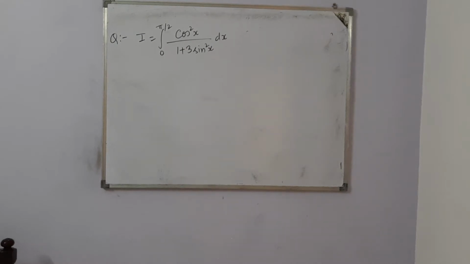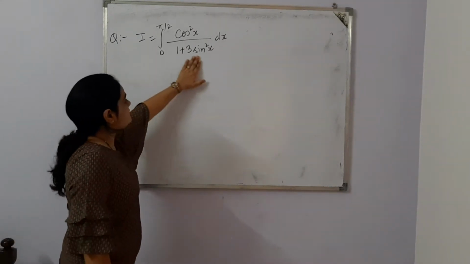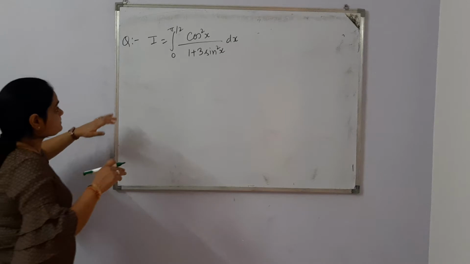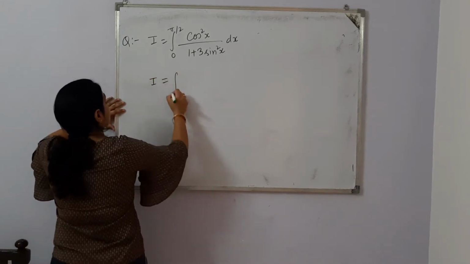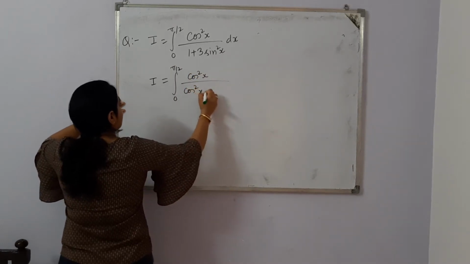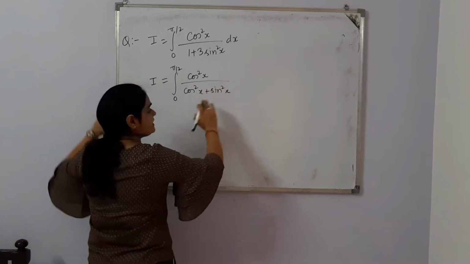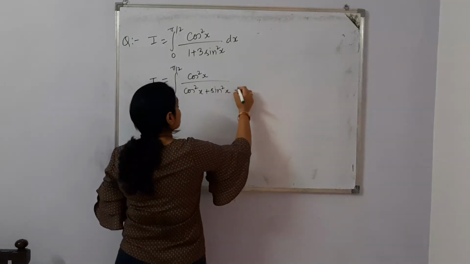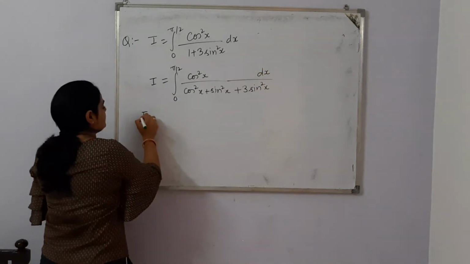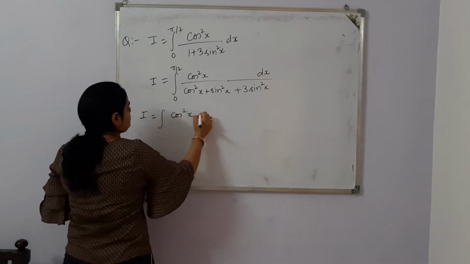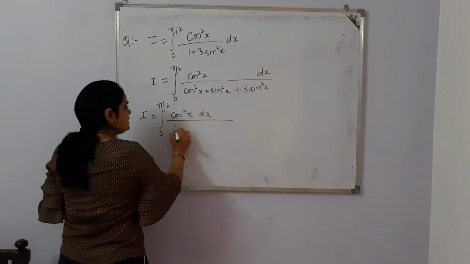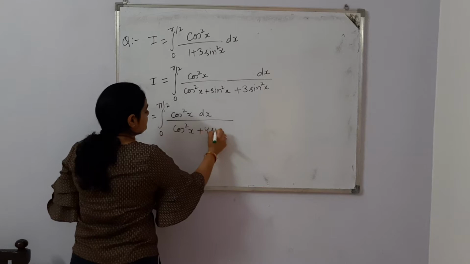Now the next question is cos square x upon 1 plus 3 sin square x, and limits are 0 to pi by 2. Now can I write this as cos square x whole upon cos square x plus sin square x, because cos square x plus sin square x is an identity and it becomes 1. Now cos square x dx, limits are 0 to pi by 2, cos square x plus 4 sin square x.